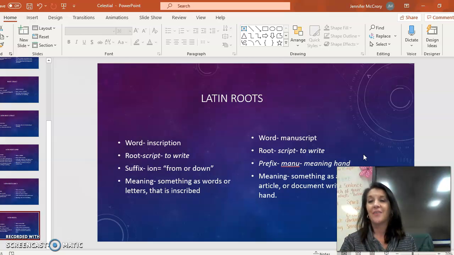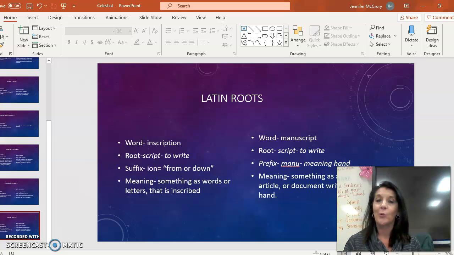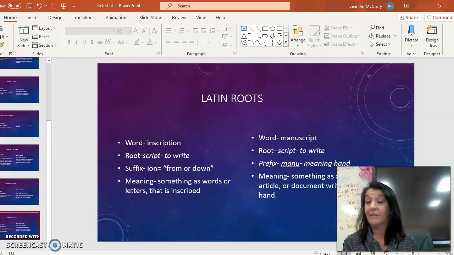I write with it. So I knew if I put manu with my script, I knew that it was something that was written by hand. So something has to be a book or an article or document, something that has to be written by hand. So I took the beginning, I took my root, and I put it together. And so I was able to make that connection, and I was like, oh, there you go. I have a new meaning added to my knowledge.